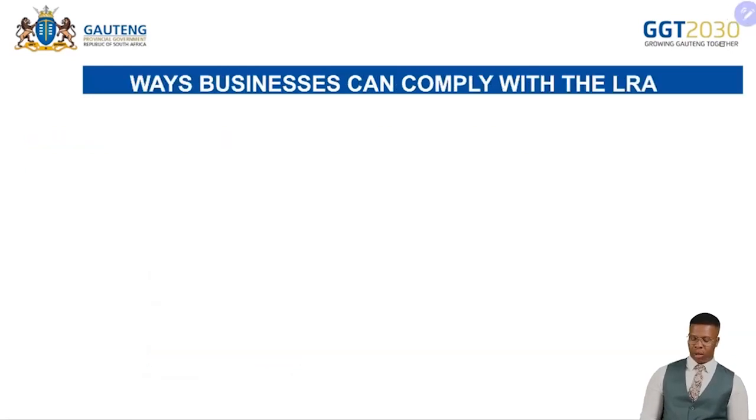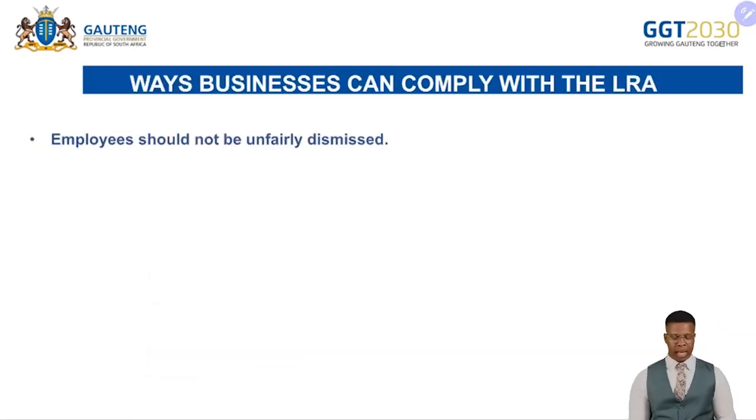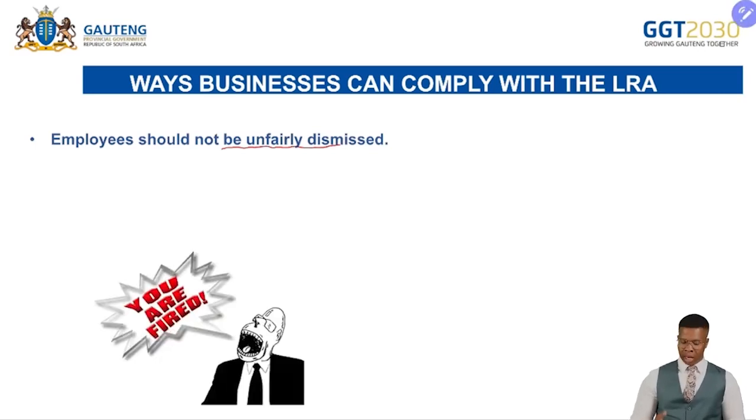And then when we look into ways to comply with the Labor Relations Act, you need to compare them with the discriminatory actions, because the discriminatory actions according to the Labor Relations Act started with what? Unfair dismissal of employees is discriminatory. But a way in which a business can comply is to say employees should not be unfairly dismissed. If they are dismissed, there should be cases and evidence that they repeated the same action and warnings were issued. So that is one way to comply.